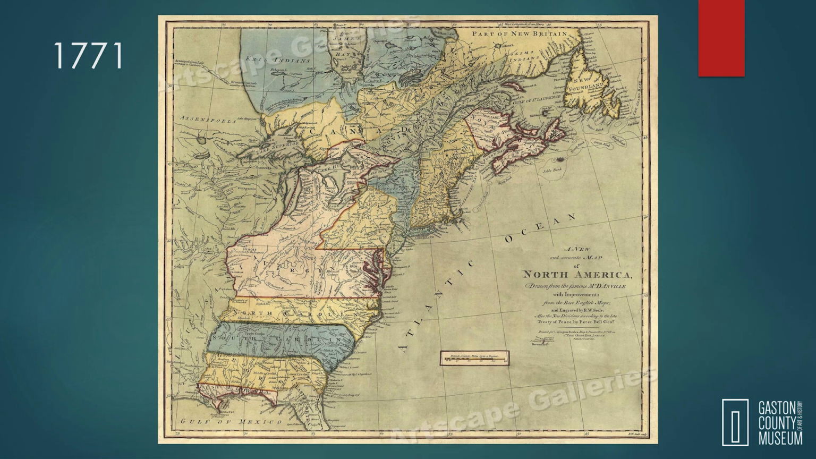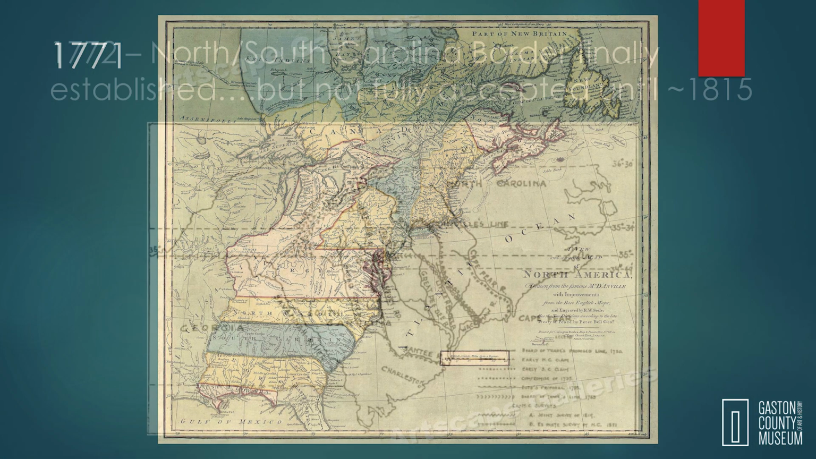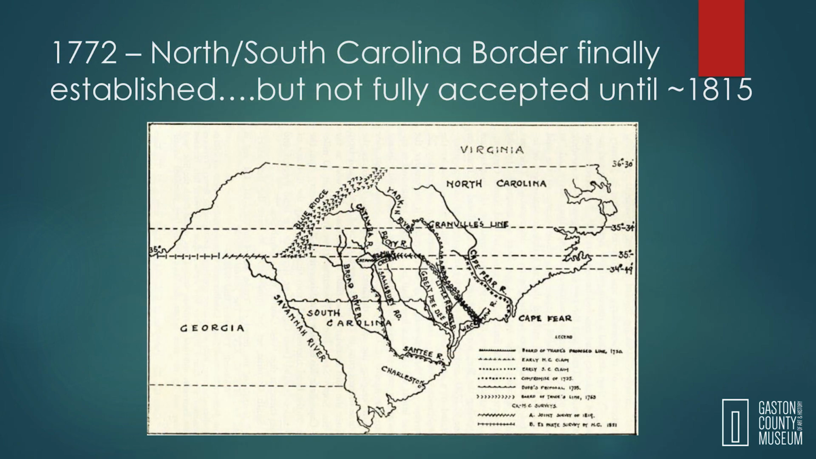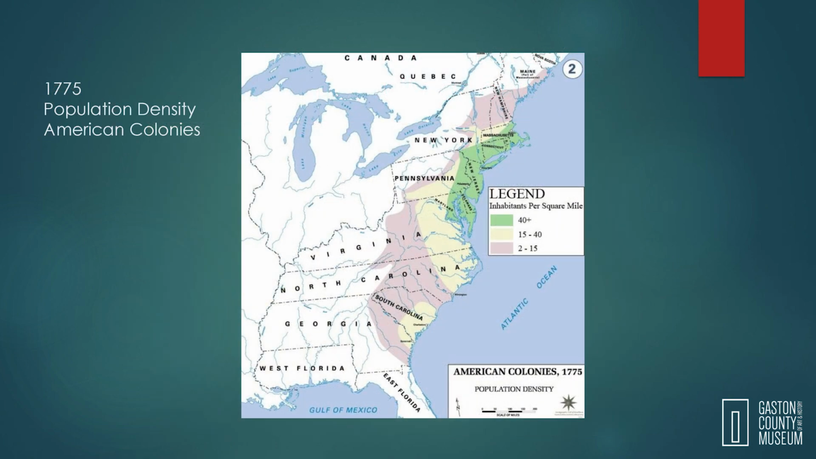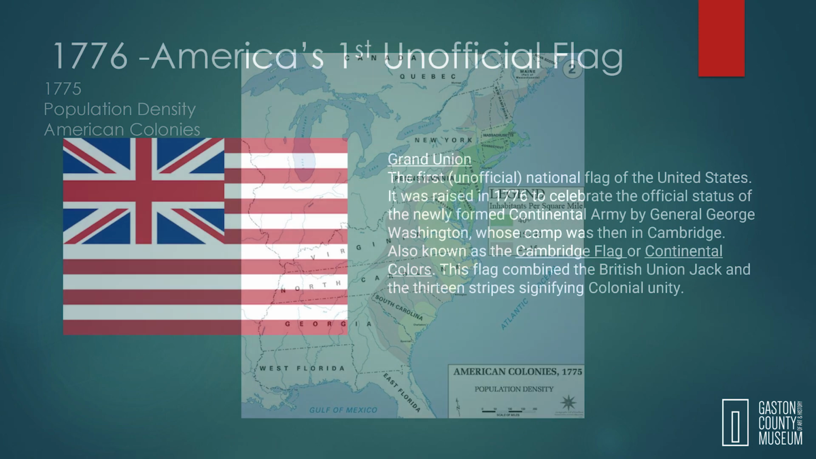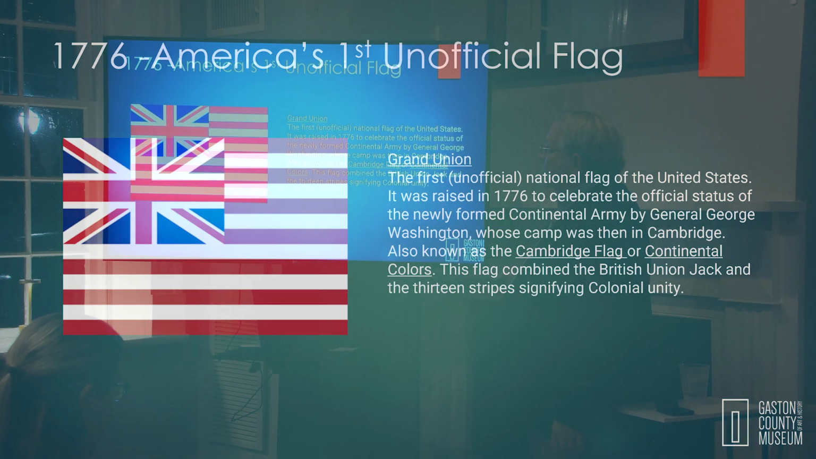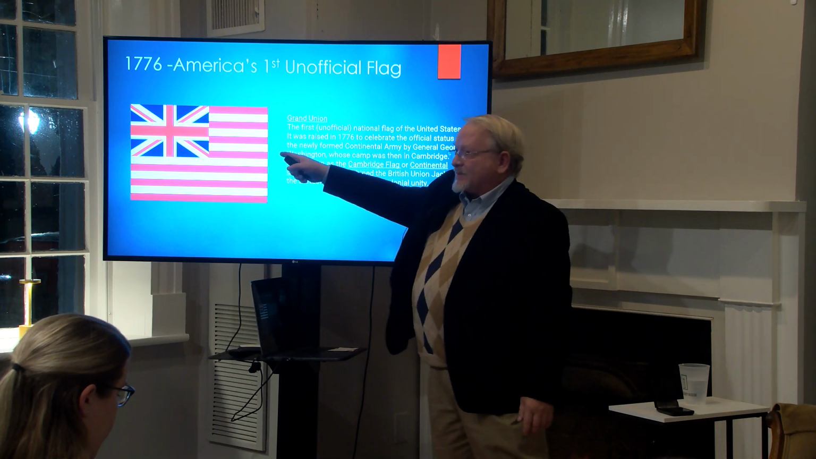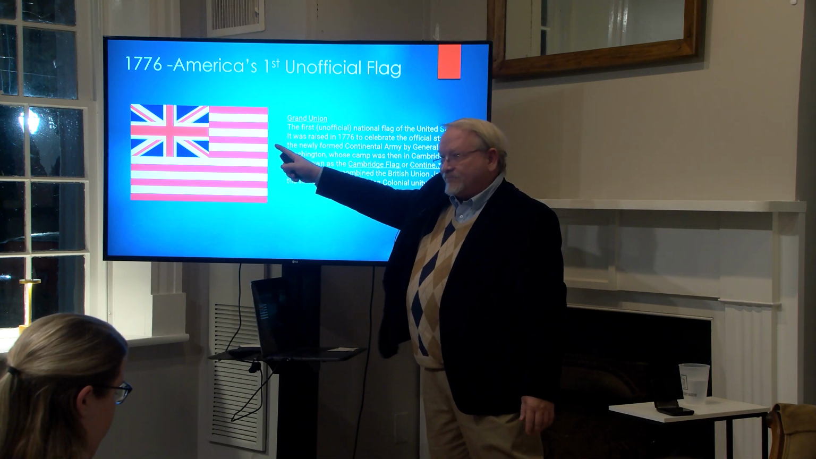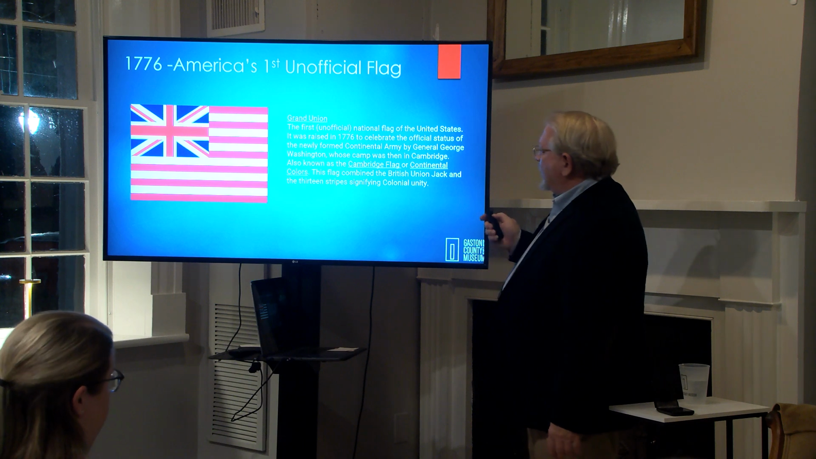Then it starts to look a little more familiar. Here we're still arguing over the boundary between North and South Carolina in 1772. Finally in 1815, I think we agreed to it. We go back to this again. We're still a pretty rural county. This was our first unofficial flag, the Grand Union. We wanted to appease some of the loyalists that were still around.